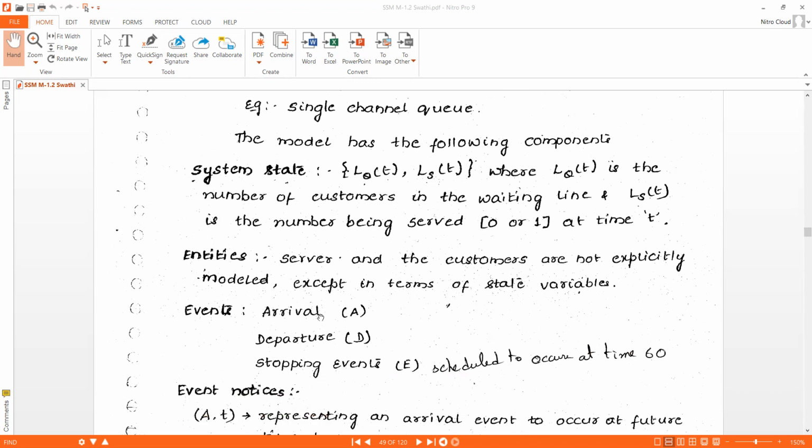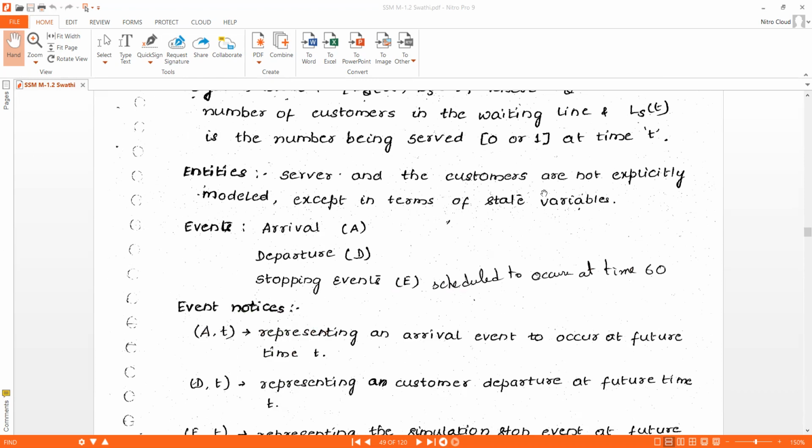Okay, these are the system states. Entities are the server and the customers, which are not explicitly modeled except in terms of state variables. Here the events are arrival event, departure event, and stopping event. When we want to stop the simulation, that is the stopping event. An arrival event occurs when the customer comes to the server, at what time, that is the arrival event. When the customer completes its service is the departure event.